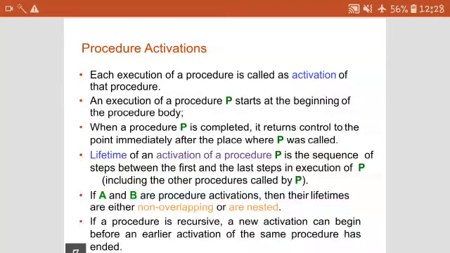Friends, today we are going to discuss an important part of compiler design, that is the activation tree, which comes under the stack allocation of space. Here, each execution of a procedure is called an activation of that procedure.